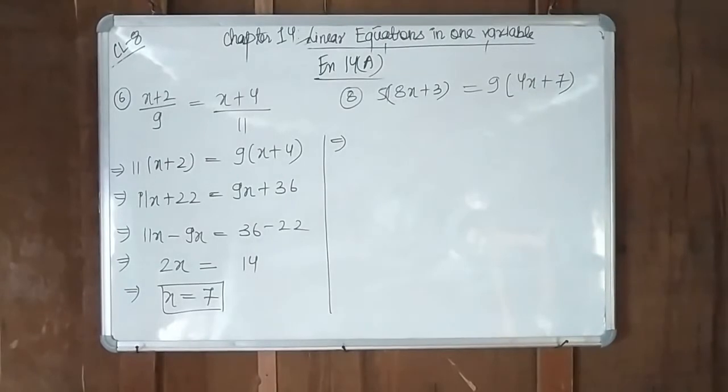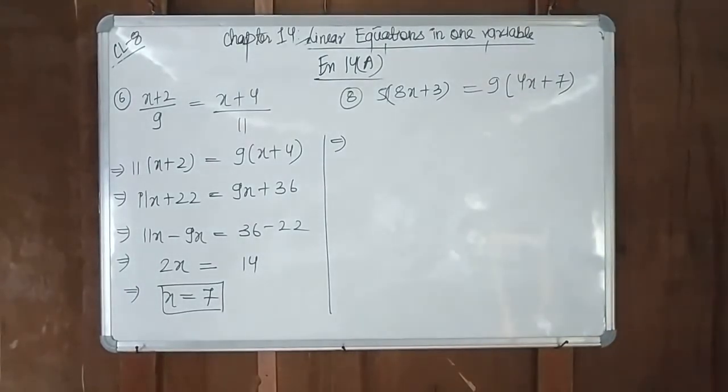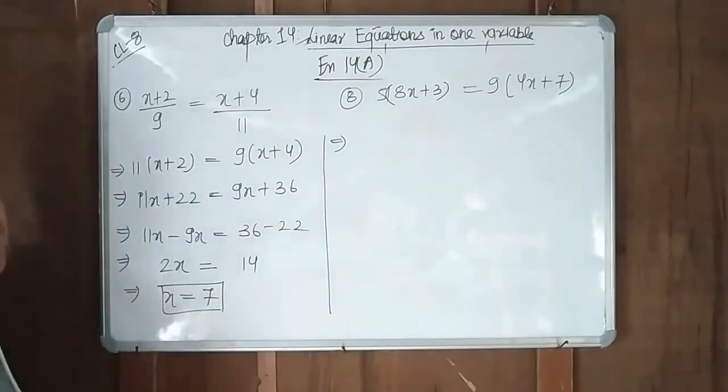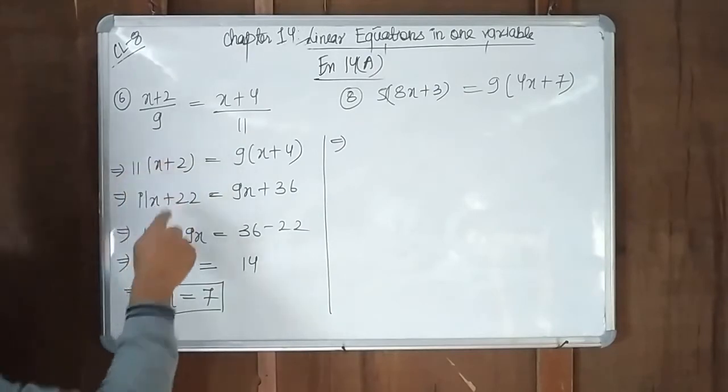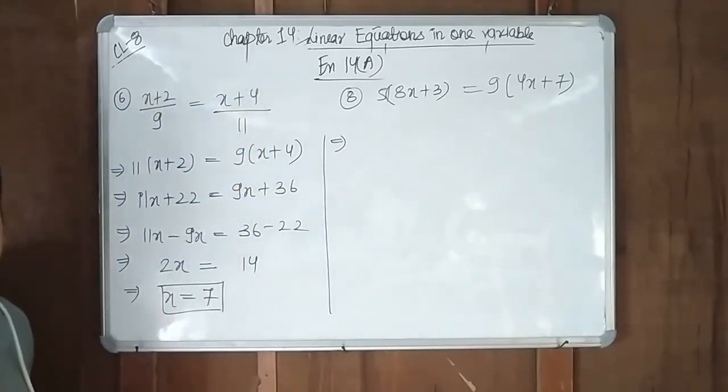Alright boys, question number 1, 2, 3 done. 4 and 5 are similar, so I'm keeping it as homework for you all. Number 6 and number 8. Number 7 will also be homework. Let's move on to number 6. So you can see out here it is a linear equation in one variable.